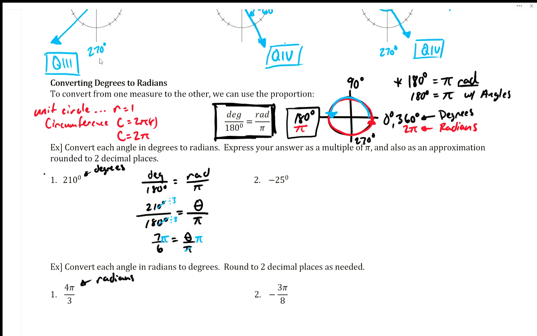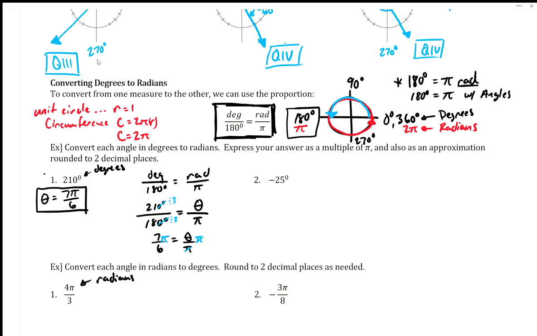Okay, so that way those cancel and I'm left with this theta. So I'm going to rewrite it. I'm going to say this theta is 7 pi over 6 in radians. Again, we don't need to mark radians. We'll just say 7 pi over 6.